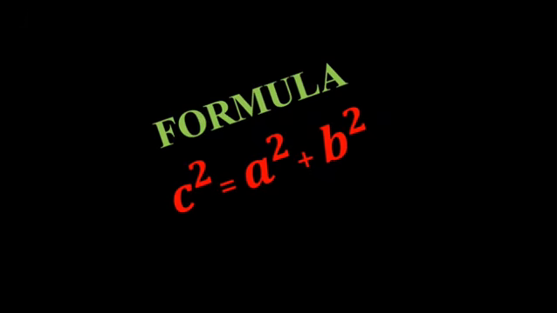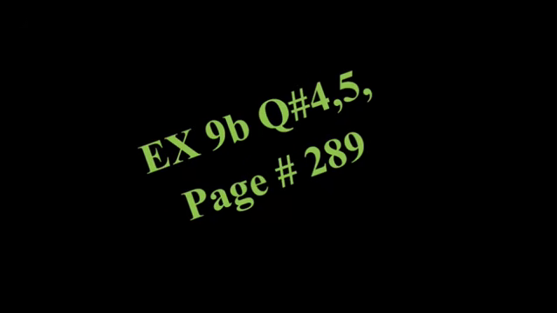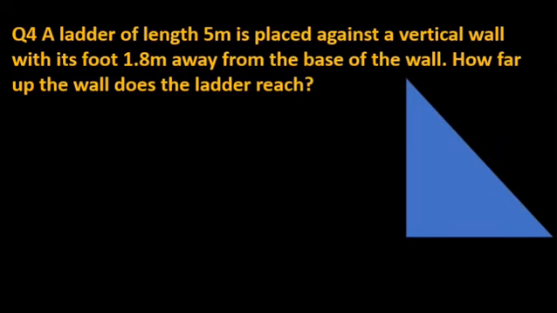What is the formula? Yes, the easiest formula: C square is equal to A square plus B square. And what have we done today? We did exercise 9B, questions number 4 and 5, page number 289. Question number 4, exercise 9B.